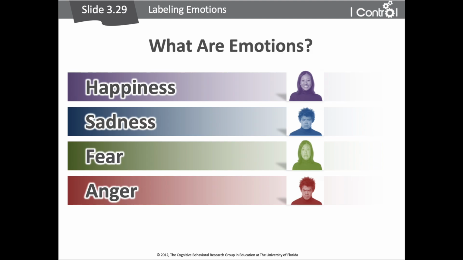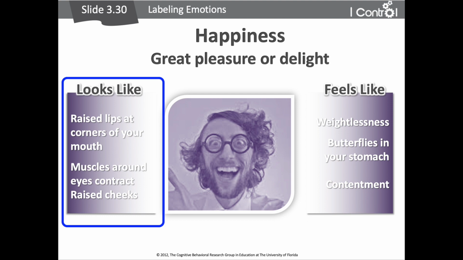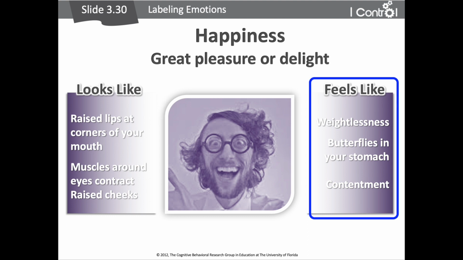Although there are many different emotions, happiness, fear, sadness, and anger are the 4 most common emotions everyone experiences. If you're experiencing the emotion of happiness, you usually raise your lips at the corners of your mouth, tighten the muscles around your eyes so they close a little, and raise your cheeks. You may feel a weight lifted off your shoulders or have butterflies in your stomach from excitement.